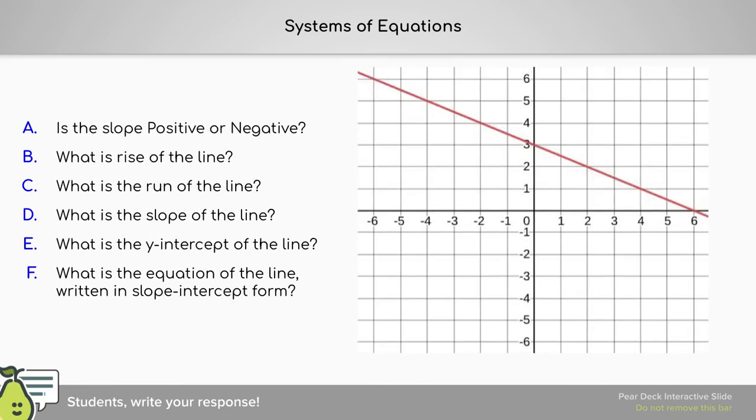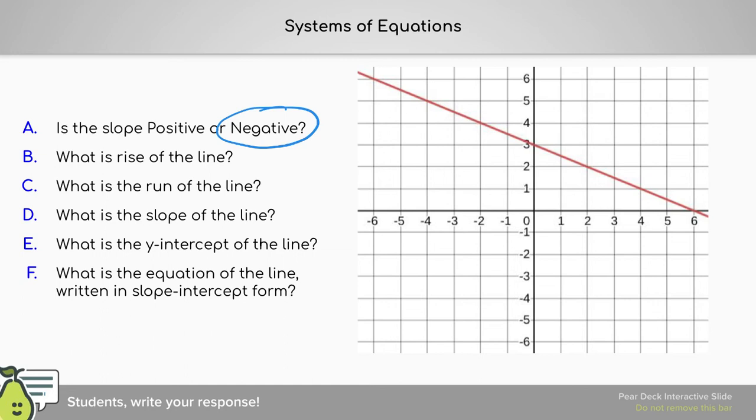Let's take a look at one more example. So here we have our line, and let's take a look. Is the slope positive or negative? Well, we can see that it's going downhill, so this slope is going to be negative. Now, if we have a negative slope that's going downhill, we want to be thinking that when we get to letter D, our fraction is going to be negative.